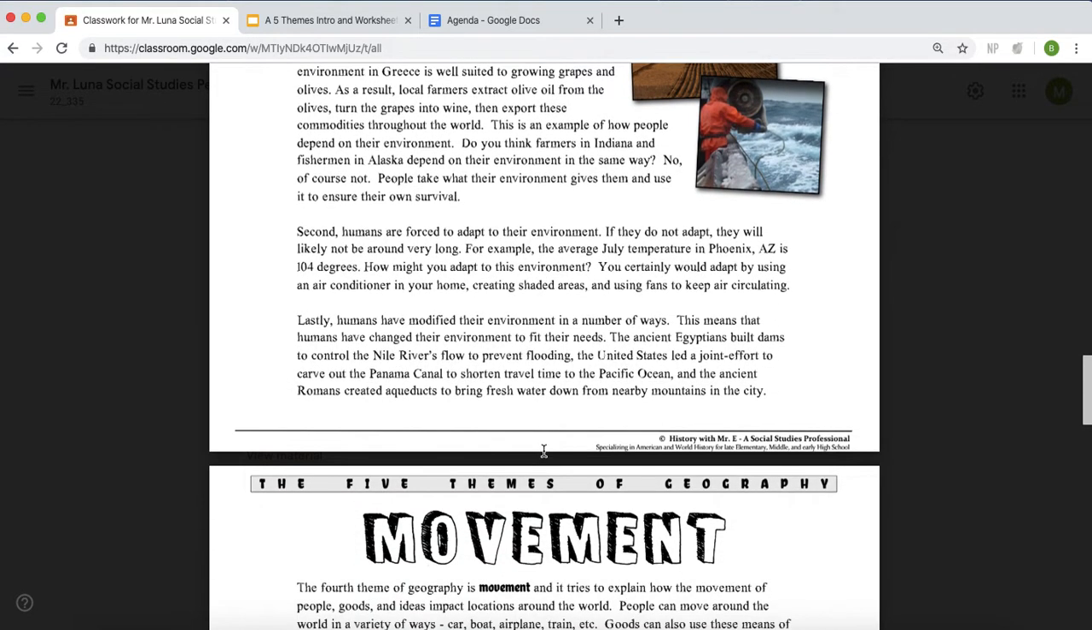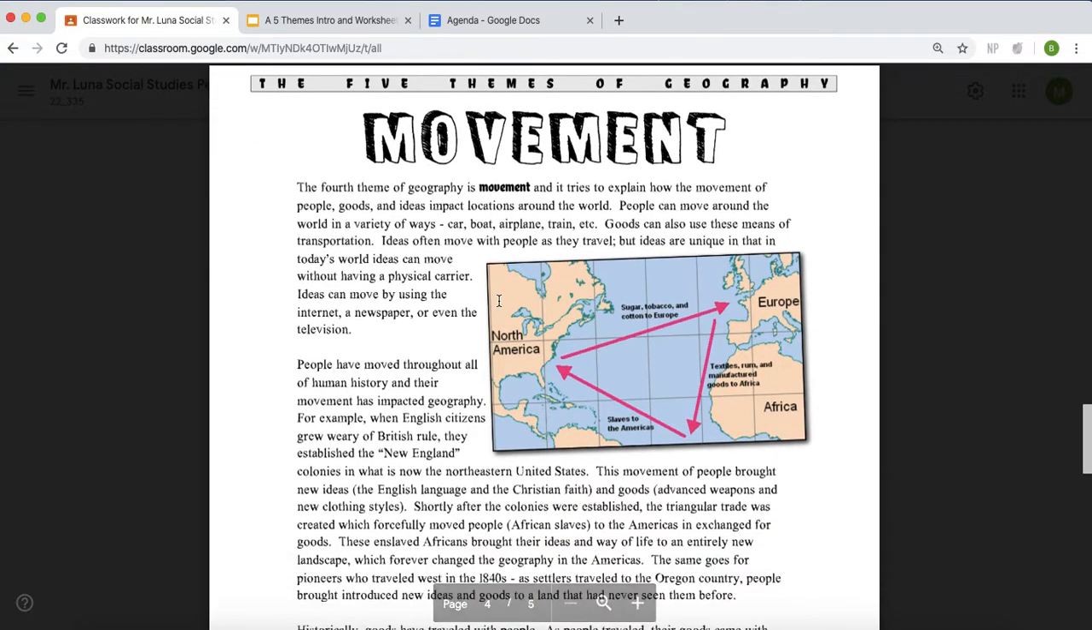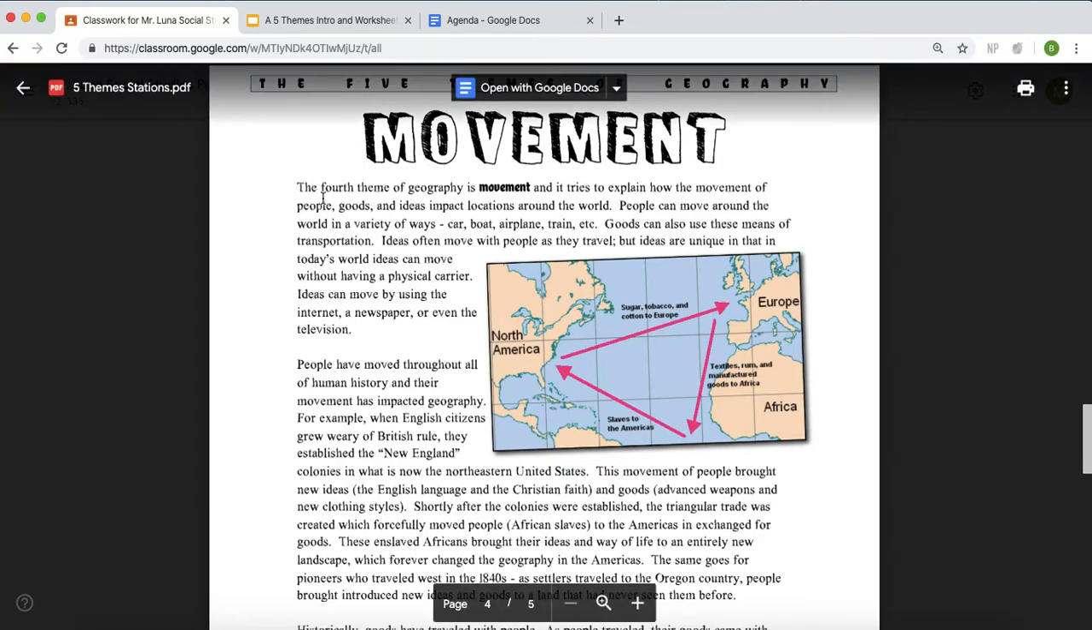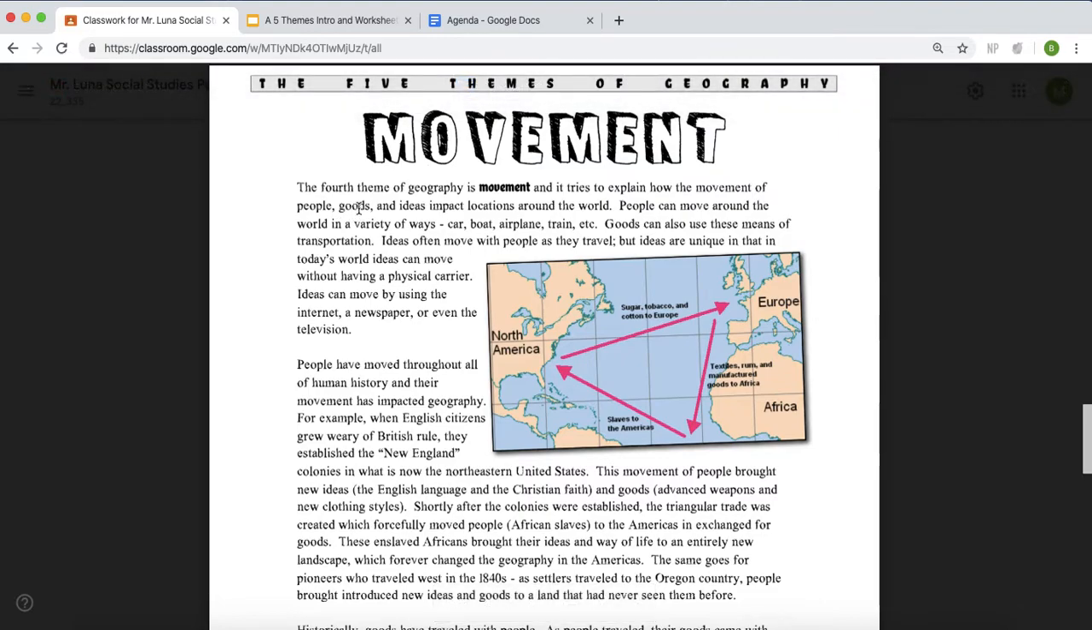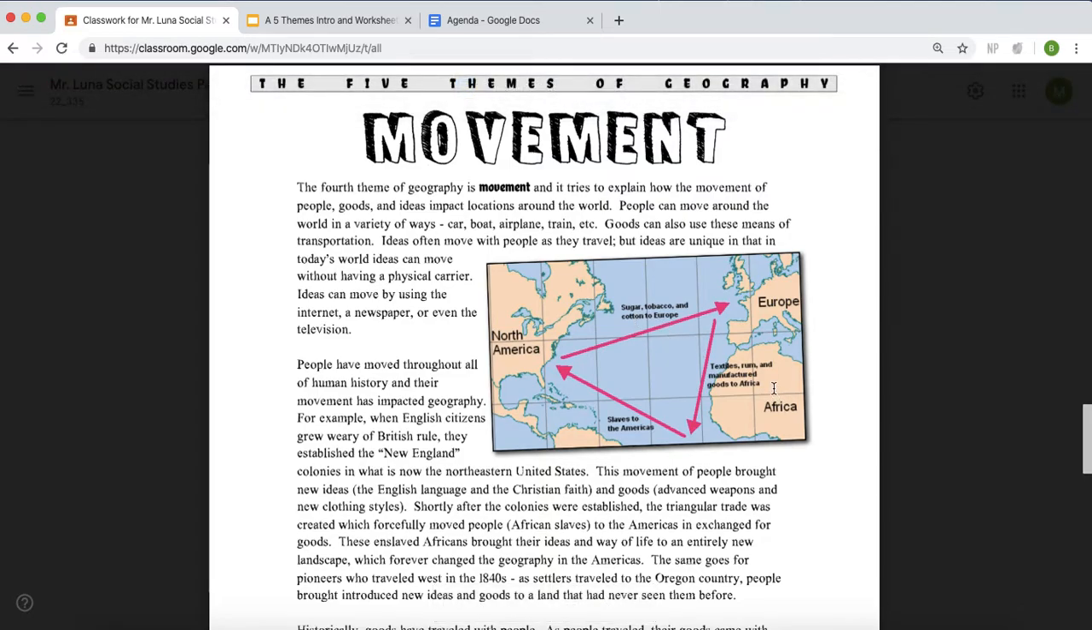Okay, the last one will be the movement. The fourth theme of geography is movement, and it tries to explain how the movement of people, goods, and remember, goods could be, back then it was sugar, tobacco, and cotton. It could also be textiles, rum, alcohol, oil. Today, it could mostly be technology, such as, let's say the PS5, the iPhones, the Androids, the Samsungs. So that's what a good is, okay?